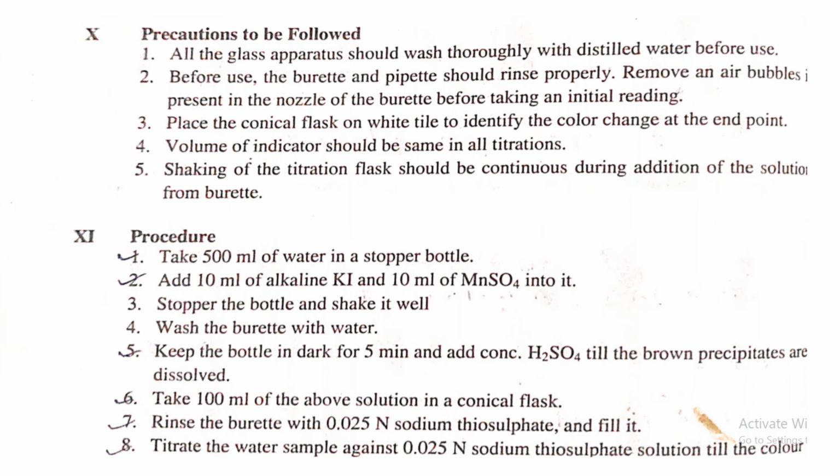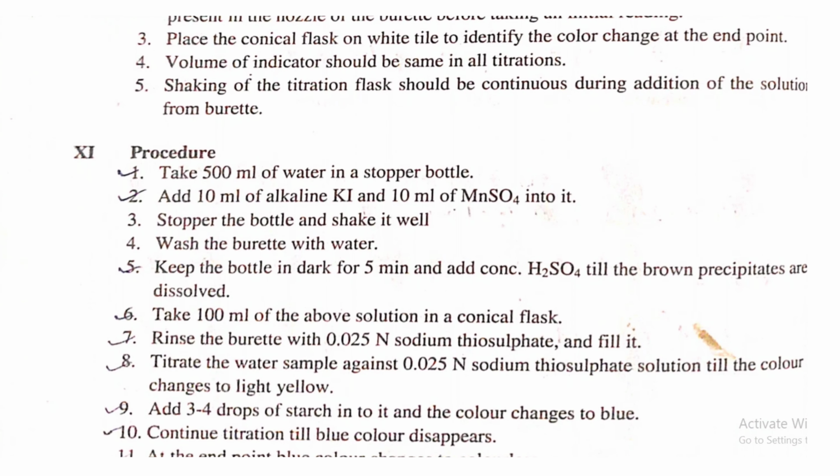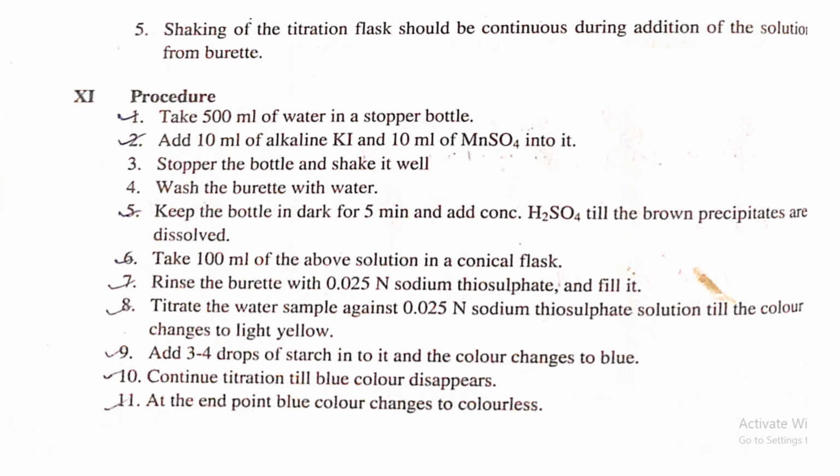Then the procedure is, first take 500 ml of water in the stopper bottle, then add 10 ml of alkaline KI and 10 ml of MnSO4 into that 500 ml water. Then shake well, wash the burette with water, then keep the bottle in the dark for 5 minutes, then add concentrated H2SO4 till the brown precipitate dissolves.